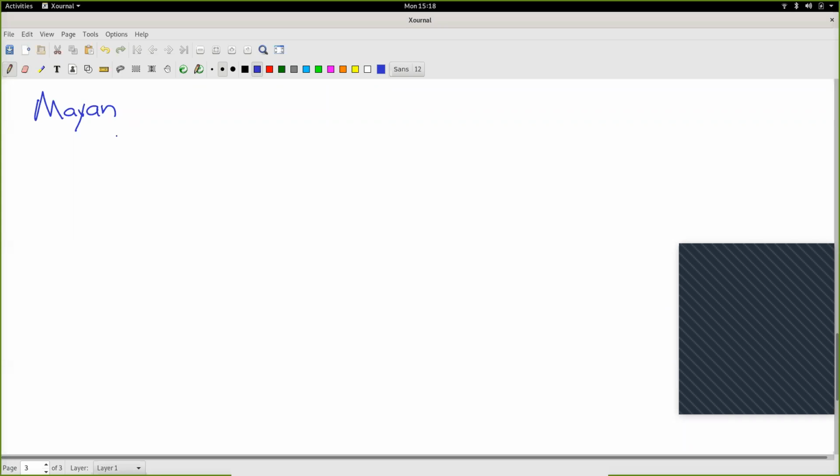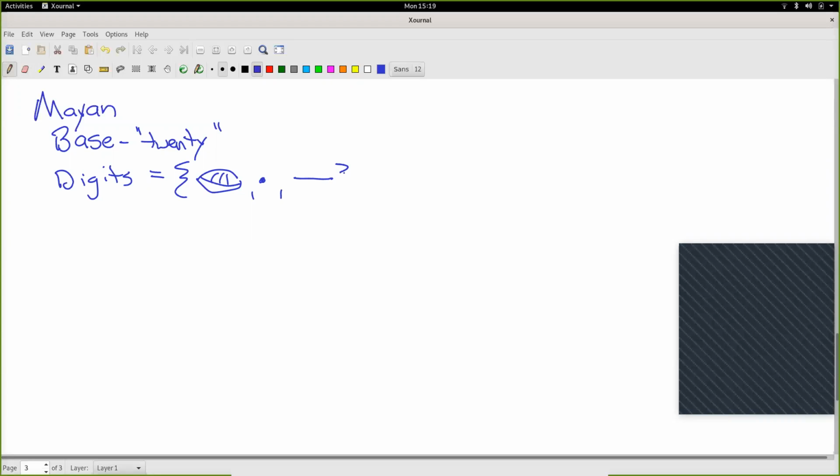So in the Mayan number system, it is base 20, sort of, with a couple of twists. The first twist is they only have 3 digits. And their digits are a 0, which is a shell, and there's my version of their 0. They have a 1, which is a dot or a pebble, and they have a 5, which is a bar or a stick. So these are related to our 0, our 1, and our 5.